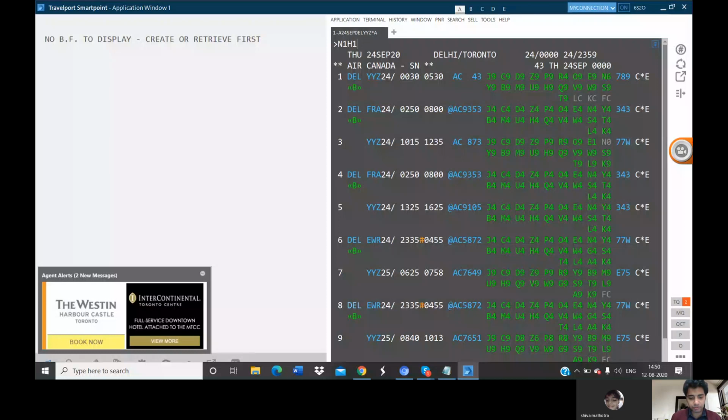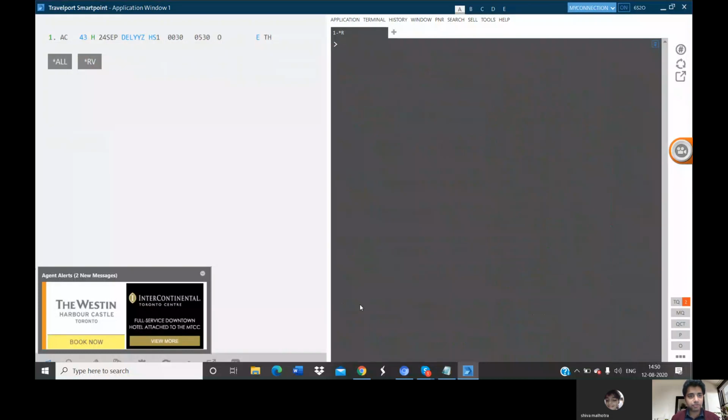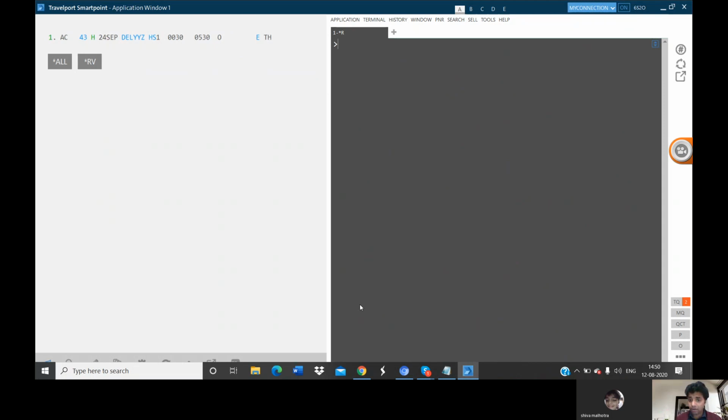Okay, you put the seat. Okay, pick the seats over here. The command is for N1 H1. I will explain to you a lot of commands slowly and gradually, but this is a lesson.